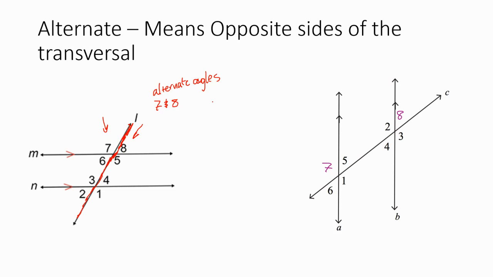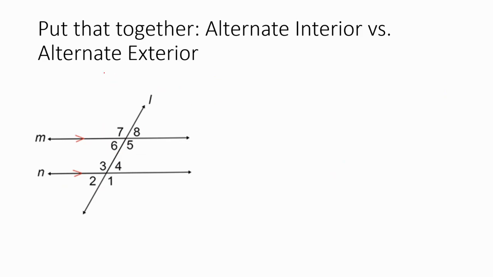Okay, moving on. We have to put that together. Alternate interior versus alternate exterior. Alternate interior means opposite sides of the transversal that are on the interior. One alternate interior pair here would be the angle 3 and its partner, angle 5. Sort of like vertical angles have partners, alternate interior is a partner. So my first example of alternate interior is angle 3 and angle 5 because they are on opposite sides of this transversal, but they are between the two parallel lines.